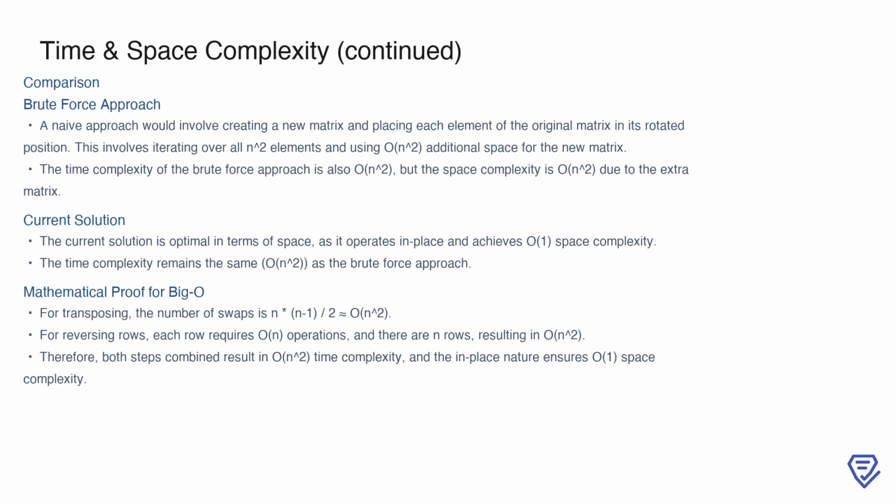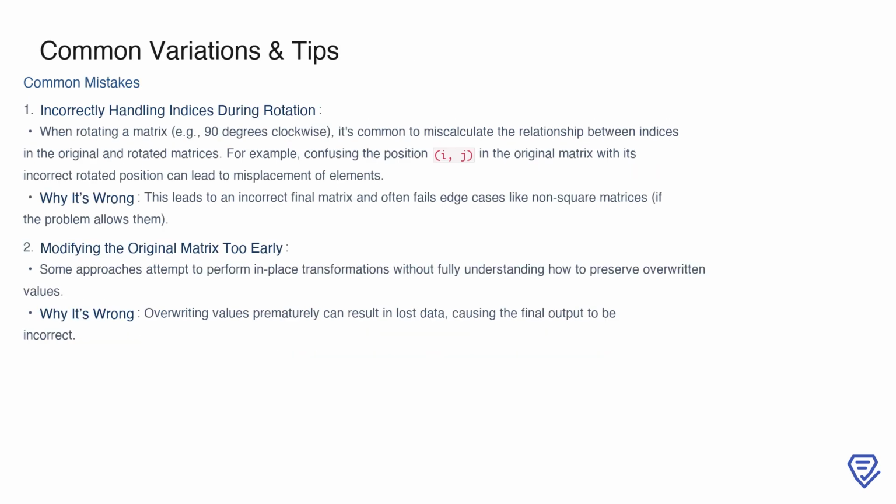When rotating a matrix, one of the most common mistakes is mishandling the indices. For instance, during a 90-degree clockwise rotation, it's easy to confuse which element in the original matrix corresponds to which position in the rotated one. Miscalculating these relationships can result in elements being misplaced, leading to an incorrect final matrix. Another common error is modifying the original matrix too early. Without carefully preserving the values being overwritten, the transformation can lose necessary data, which will cause the solution to fail.